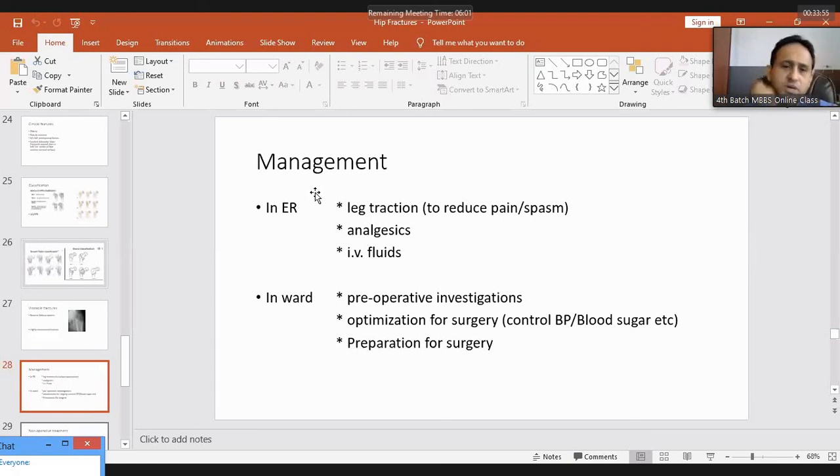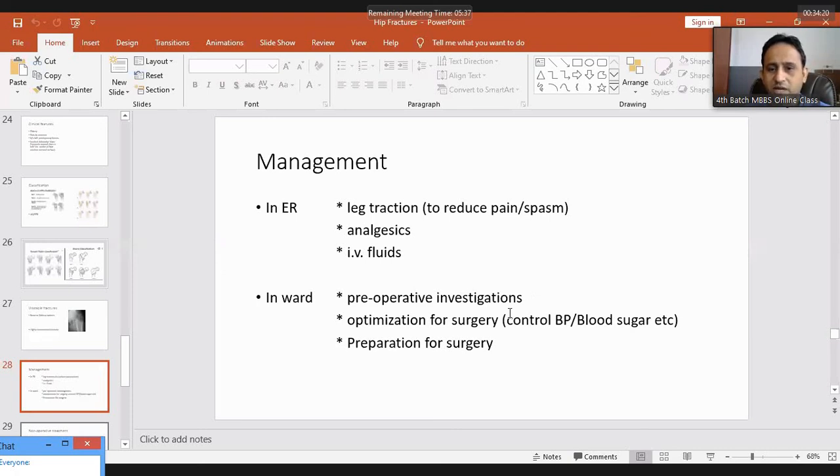In management, in the emergency, as the patient comes, you give leg skin traction in order to reduce the pain and align the bones together. You give the patient analgesics and some IV fluids, take the patient to the ward, and send pre-operative investigations. These patients invariably have some comorbidities such as diabetes, hypertension, COPD, all those things.